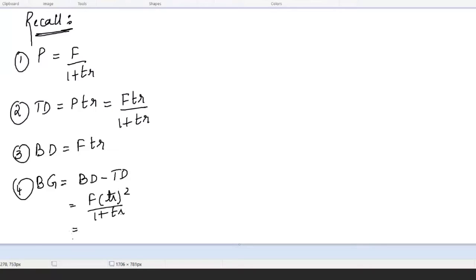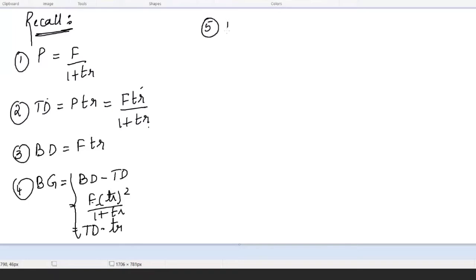is also equal to F into TR square all divided by 1 plus TR. Also that is equal to, now look at TD. TD is nothing but FTR by 1 plus TR. So from this remove 1 TR. So you are getting TD into what is remaining? 1 TR is remaining. That is how I got the third one. So these are the 3 formulas to be remembered for BG.